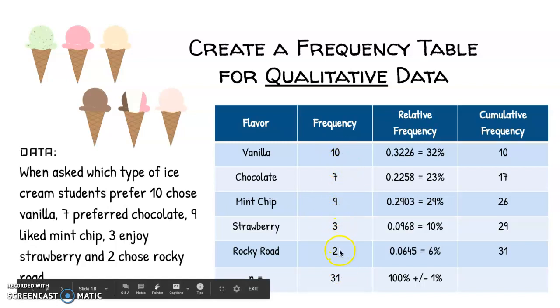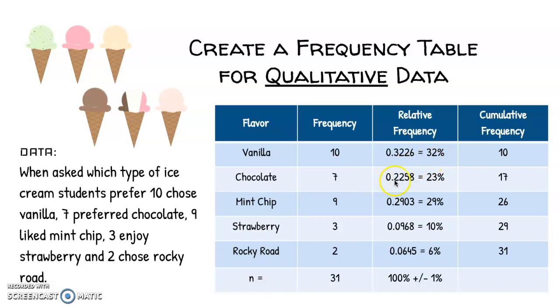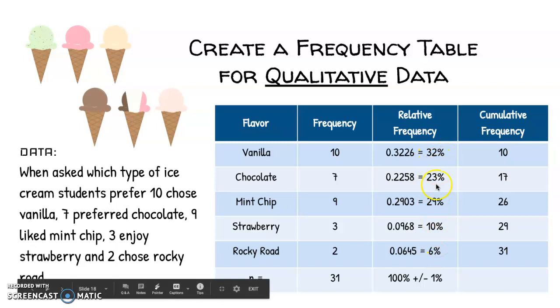So if we add all these frequencies together, we get 31. That means we sampled 31 people. 10 out of 31, so 10 divided by 31, gives us this decimal value here, which is approximately 32%. The relative frequency for chocolate would be 7 divided by 31, which would give us about 23%, etc. Notice that when you do add these percentages up, you might get a little bit more than 100% or a little bit less than 100%, and that's because of rounding with percentages. But obviously, the more decimals you carried, the closer this number would be to 100% or 1.0.